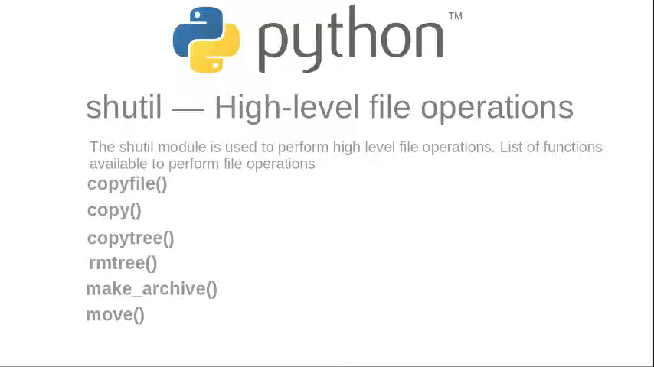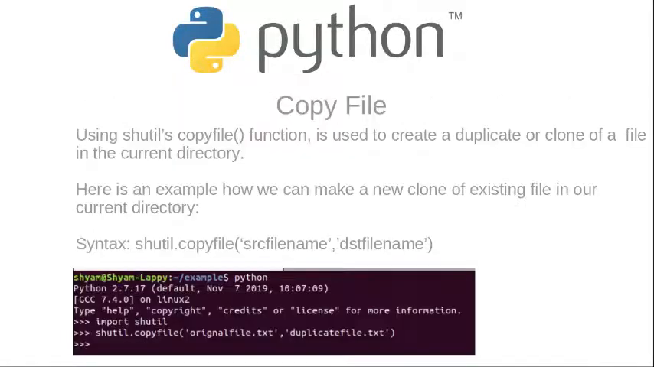copyfile, copytree, rmtree, make_archive, move. All these functionalities we will be seeing practically in the next slide. So let's start with copyfile. Copyfile is the function used to create, duplicate or clone a file in the current directory. So let's see how it works.